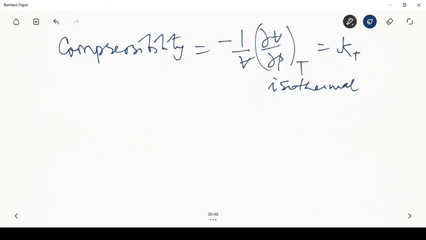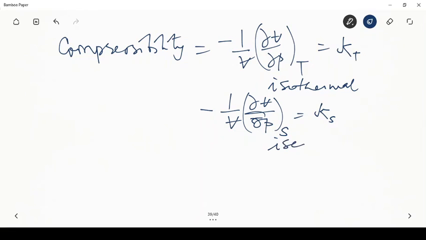And if it is done at constant entropy, that is minus 1 by V del V by del P at constant S. So the change in volume under the action of pressure at constant temperature is KT, and at constant entropy is Ks or kappa S. This is called the isentropic or adiabatic compressibility. So these two compressibilities are commonly defined.